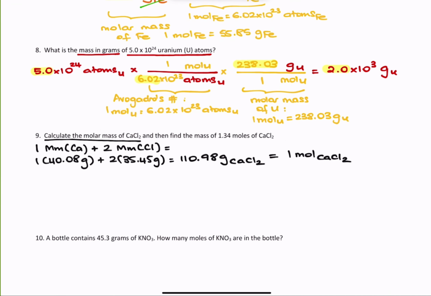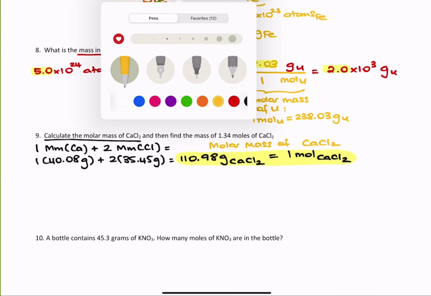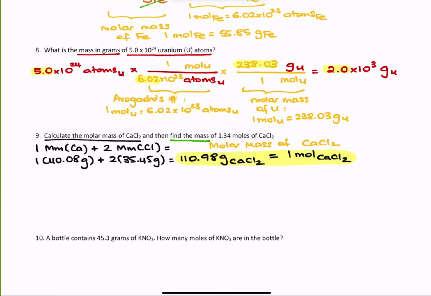Because this is now a formula mass, we have the ionic compound of calcium chloride. This is what we call the molar mass of calcium chloride. Now that we have this, we can solve the problem. It's asking us to find the mass in grams of 1.34 moles of calcium chloride. Given 1.34 moles of CaCl2, you cancel your moles of CaCl2 and you convert to grams of CaCl2.